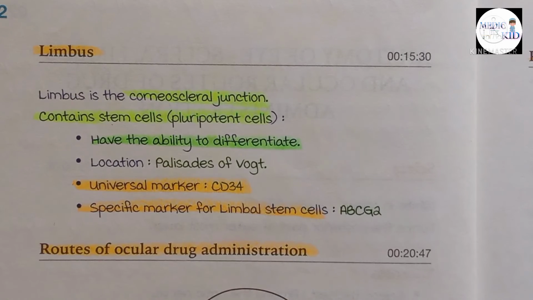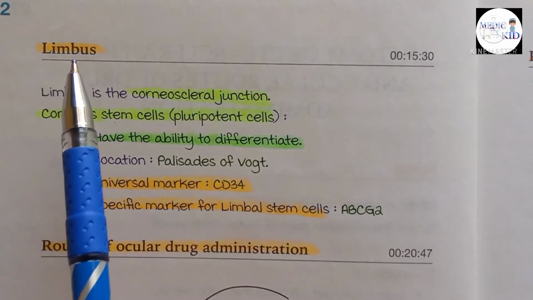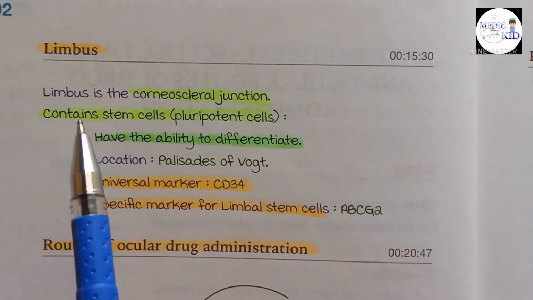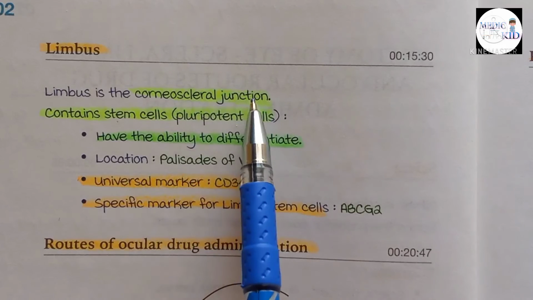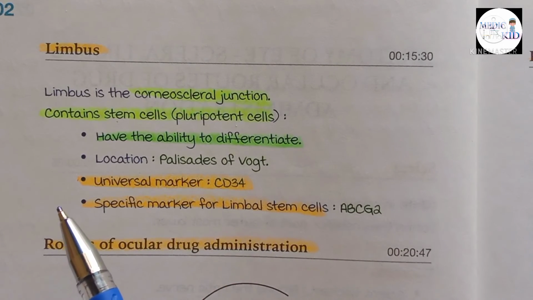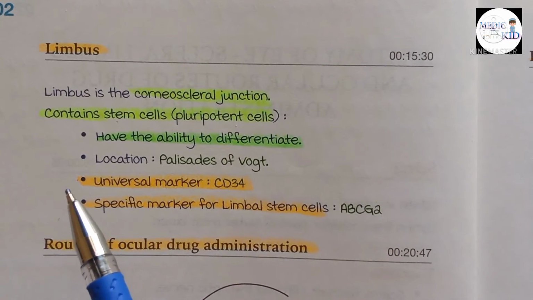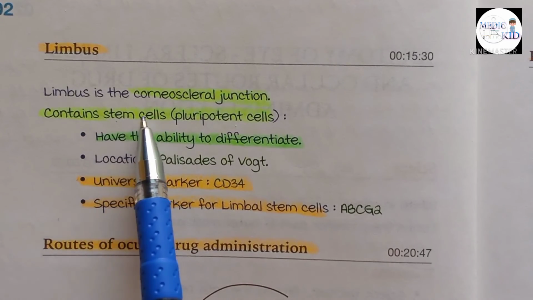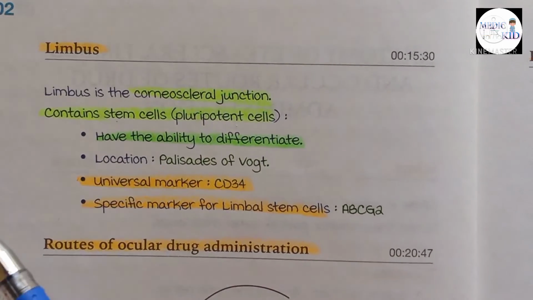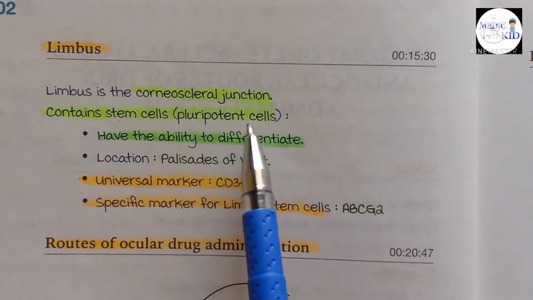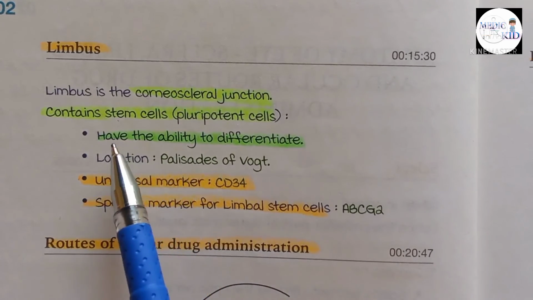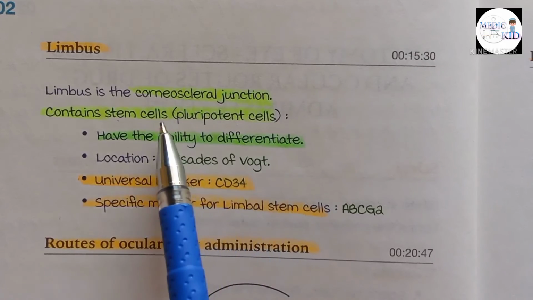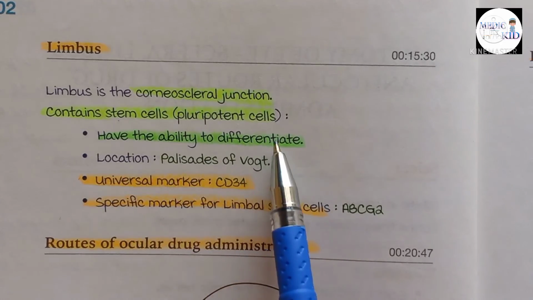Now let's talk about the limbus. We know that the limbus is the junction between the cornea and sclera. So we can say that it is the corneoscleral junction. Now, what is the importance of the limbus? We should remember that the limbus contains stem cells. What are stem cells? Stem cells are pluripotent cells, meaning they can differentiate into any cells. They can self-renew and have the ability to differentiate.